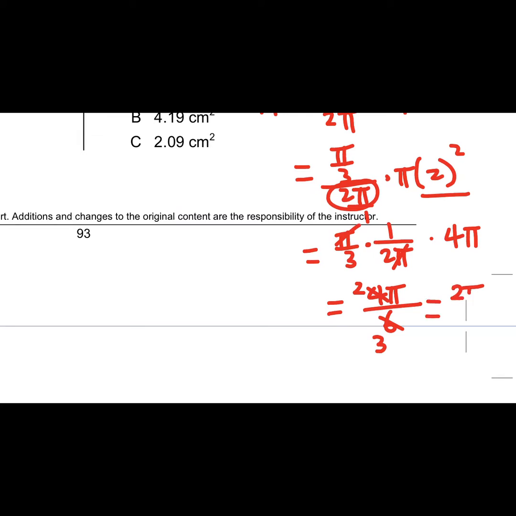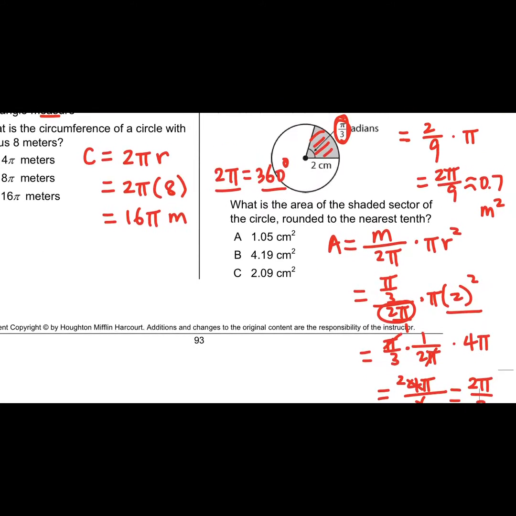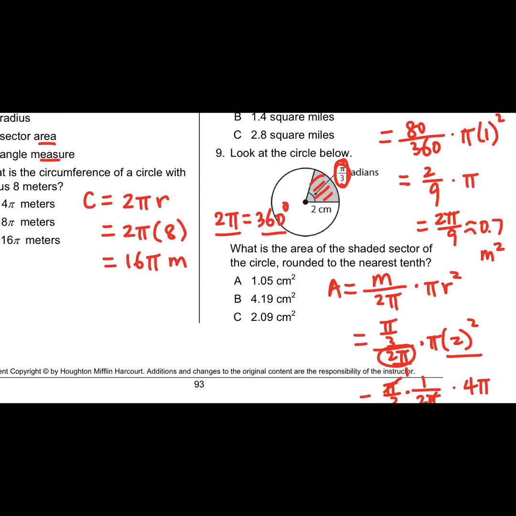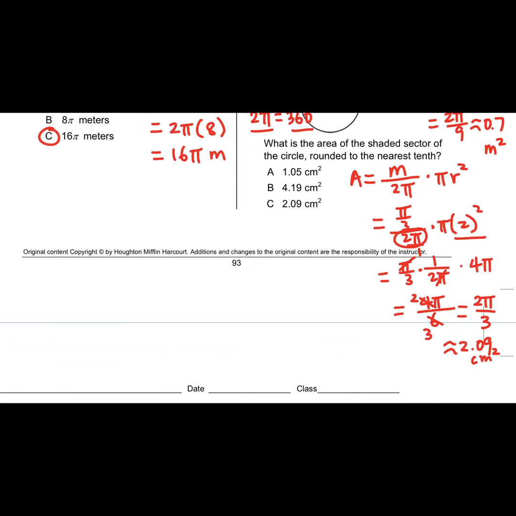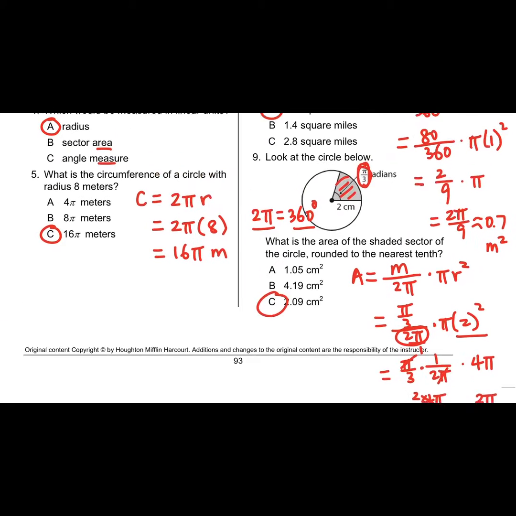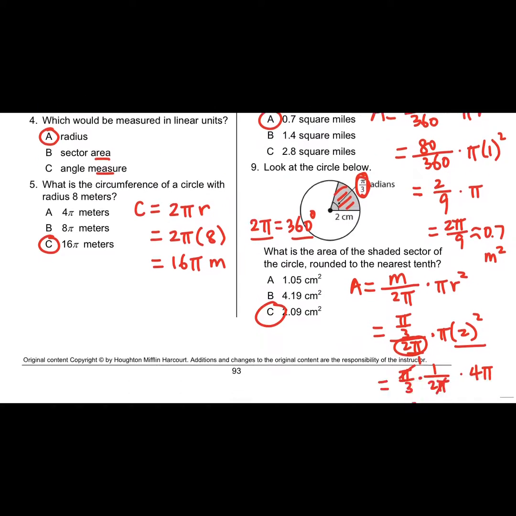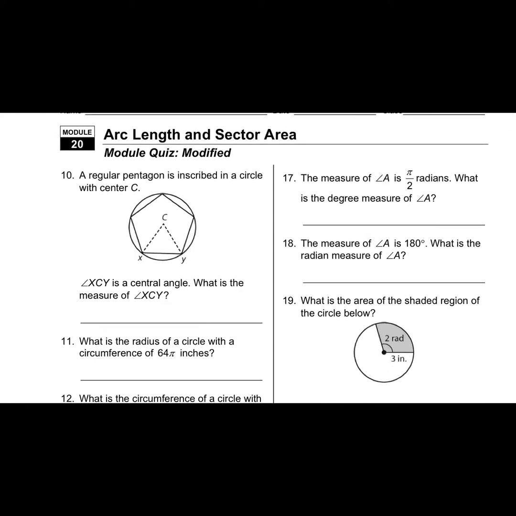So it becomes 2 pi over 3, which is approximately 2.09 centimeters squared. And that is the answer for number 9, and that happens to be answer choice C. So we are done with the front side of the worksheet. Let's move on to the back.